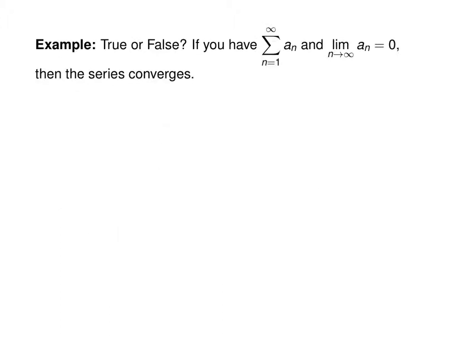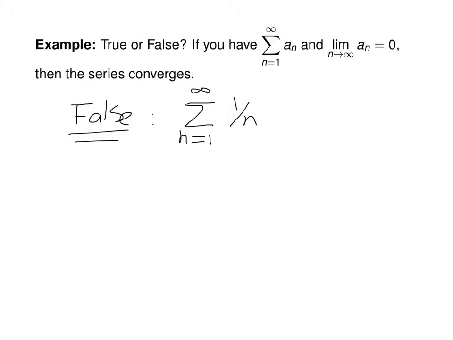And the next question, true or false? If you have the sum from n equals 1 to infinity of a sub n, and the limit of the terms goes to 0, then the series converges. Is that true or false? Does every series whose terms go to 0, does every series like that converge? And this is actually false. The best example would be the harmonic series, n equals 1 to infinity, 1 over n. In this example, 1 over n goes to 0 as n goes to infinity, but this series diverges.